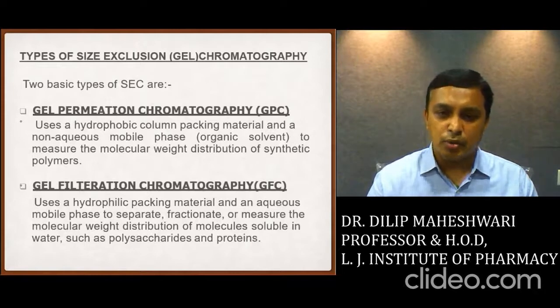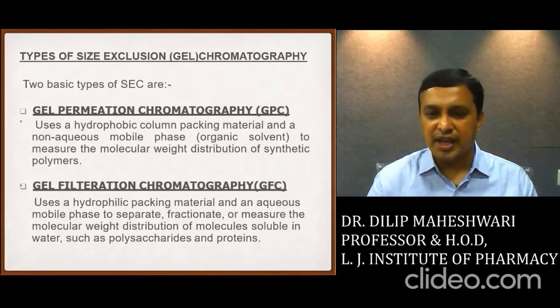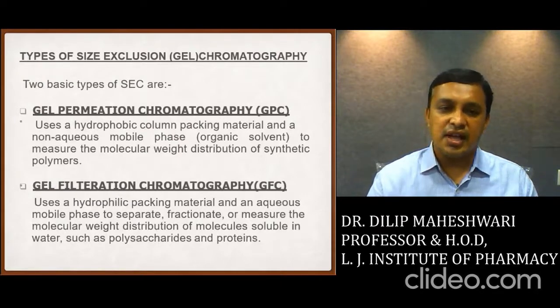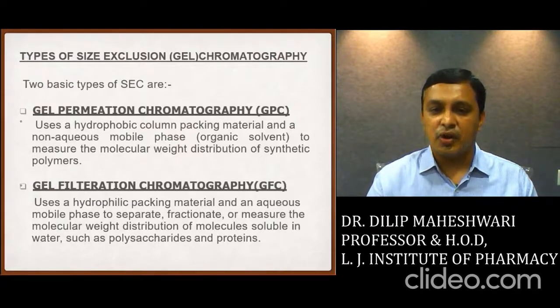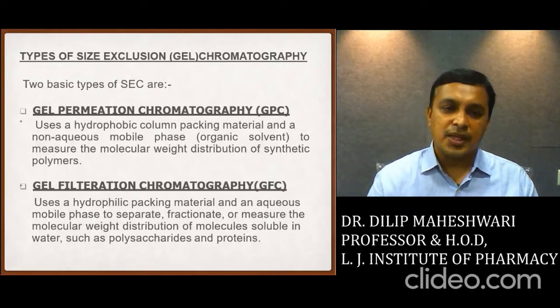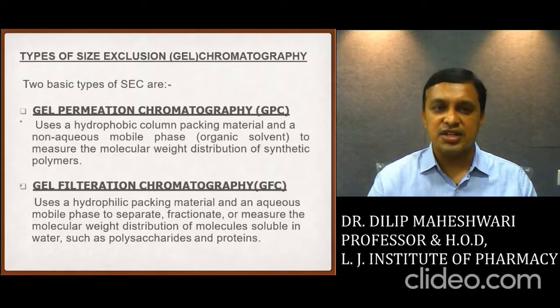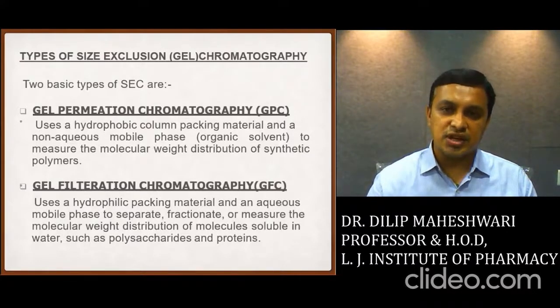In gel filtration chromatography, it is the reverse. Hydrophilic packing material and an aqueous mobile phase are used to separate, fractionate or measure the molecular weight distribution of molecules soluble in water, such as polysaccharides and proteins. They can be separated with the help of gel filtration chromatography. So here the mobile phase is aqueous solution and your stationary phase is hydrophilic packing material. These are the two types of size exclusion or gel chromatography: gel permeation chromatography and gel filtration chromatography.